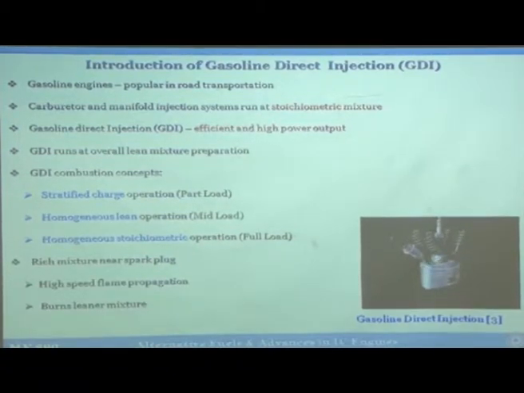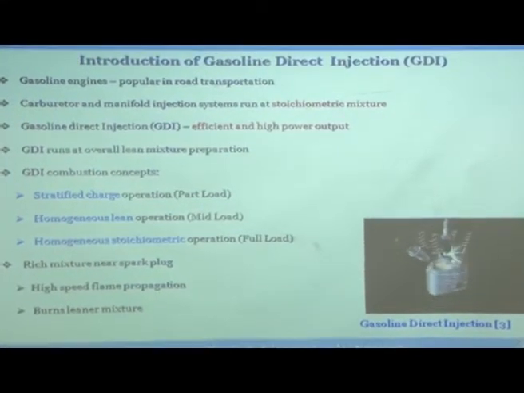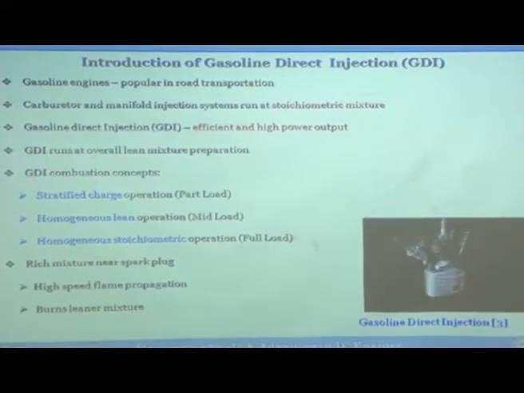So, they operate only on stoichiometric mixture, slightly on the left side, slightly on the right side. 15 is stoichiometric, 12 to 18 is the rich and lean side, right. That is the limit for both engines. GDI engine is efficient and has high power output. What gives it efficiency? Stratification at part loads. So, GDI engine runs on overall lean mixture preparation.